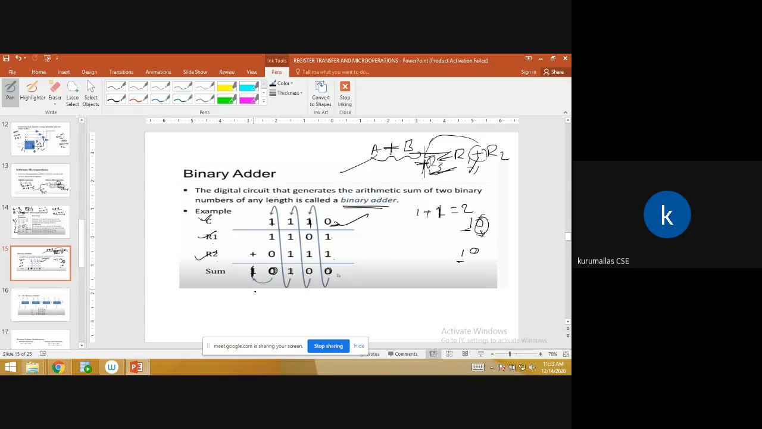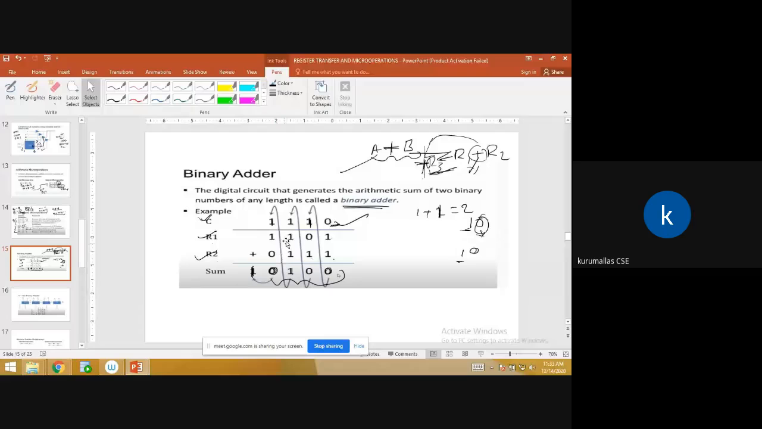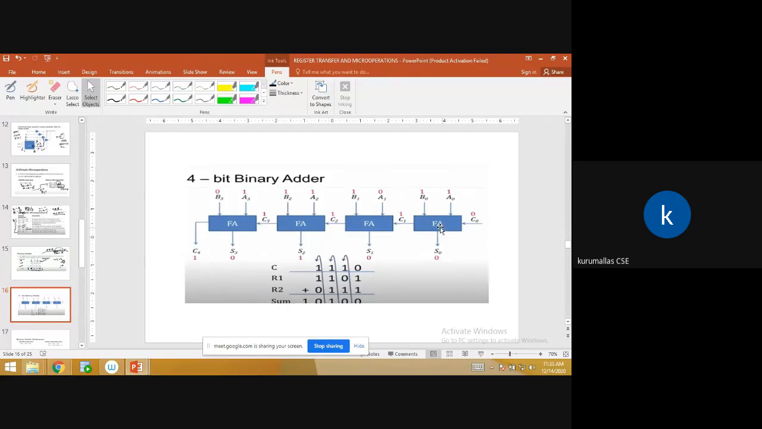carry 1, right? So this is about binary adder representation. Binary adder represents how this calculation is happening inside the binary adder. We can see it by using this 4-bit binary adder. In a 4-bit binary adder, how many bits are we taking? 1 2 3 4. 4 bits we are taking. So for 4 bits, 4 full adders are there, right? 4-bit binary adder. See here, these are the full adders, 1 2 3 4.